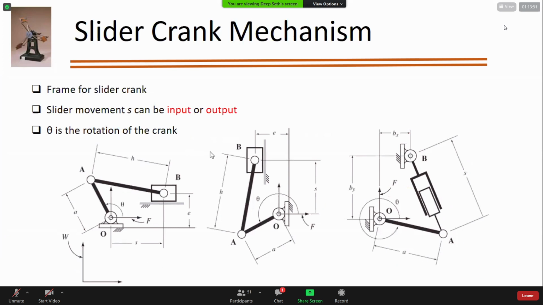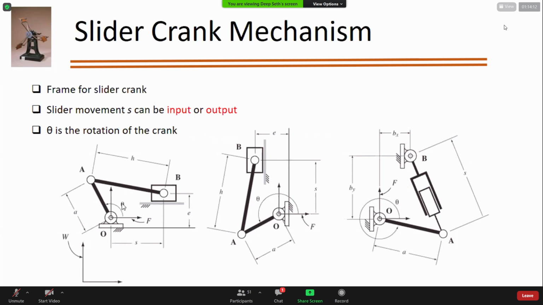So let's see the slider crank mechanism. Here you are seeing the frames for slider crank. This is your frame for slider crank, and it's defined all in world frame. The frame is moved to here at 0, 0. And slider movement S can be input or output.